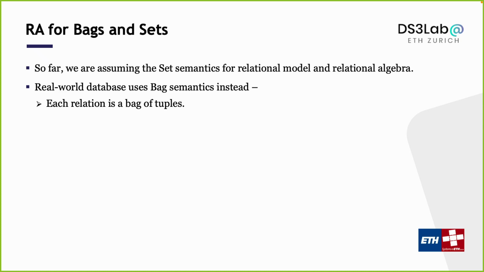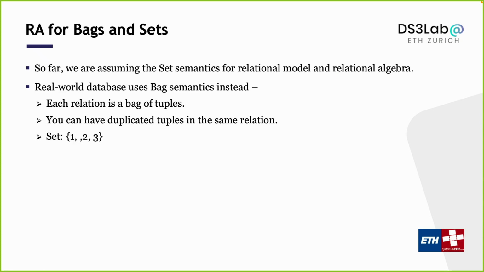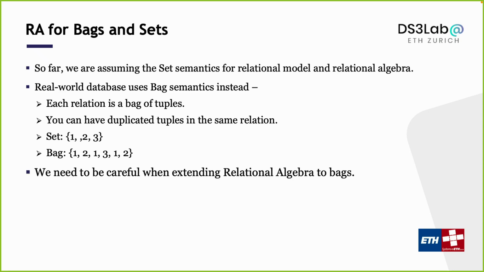So in this extension, each relation is a bag of tuples. You can have duplicate tuples in the same relation. For example, the difference for set, you have 1, 2, 3, there's 3 different elements. For bag, you can have one element appear multiple times, for example. That's the difference between set and bag. When really extending the relational algebra from set to bag, there's a whole bunch of things you need to be really careful about, because they look very similar, but they are actually pretty different.